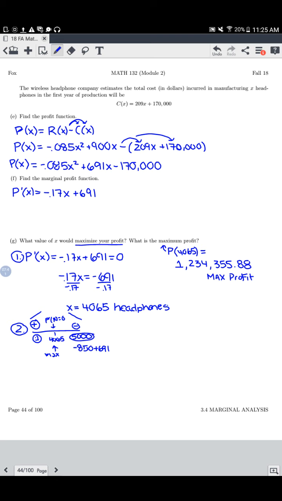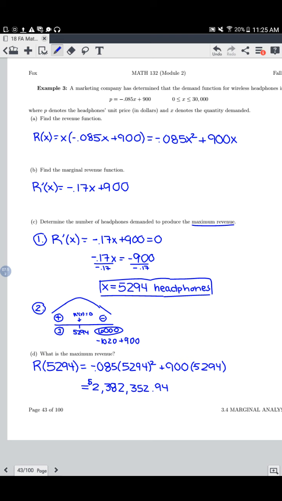Something to think about. We just talked about the same company. Their maximum profit is about 1.2 million. And we're telling them to make 4,065 headphones. Whereas for the same company, we just told them, hey, you should make about 5,300 headphones for a max revenue of $2.4-ish million. So what should they do?